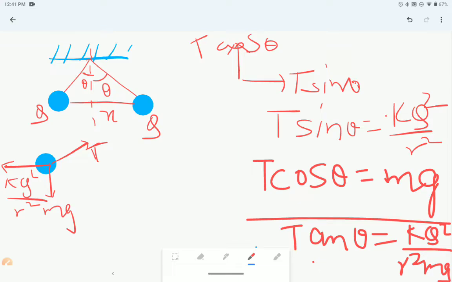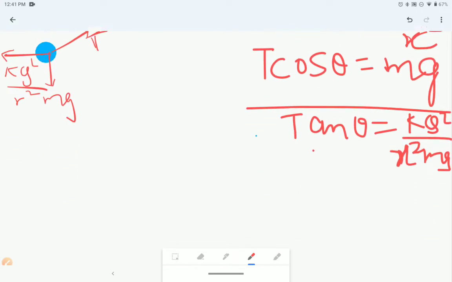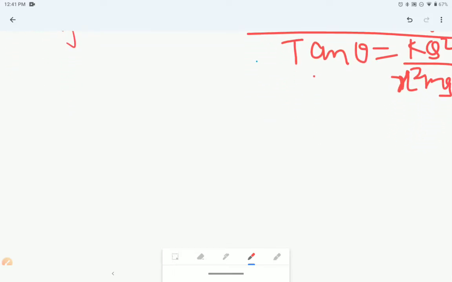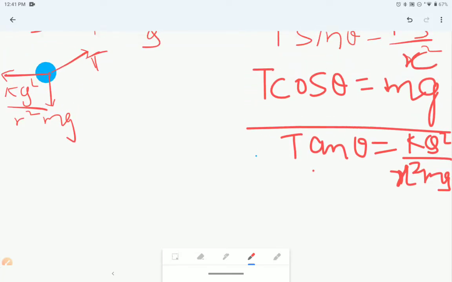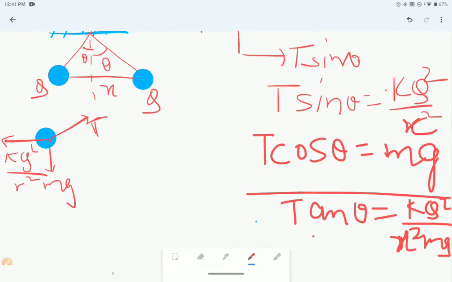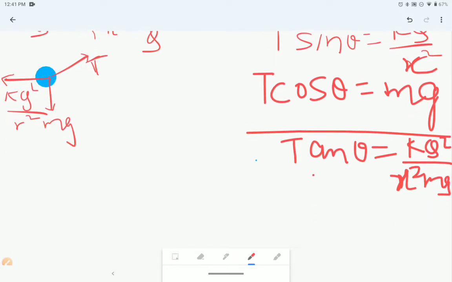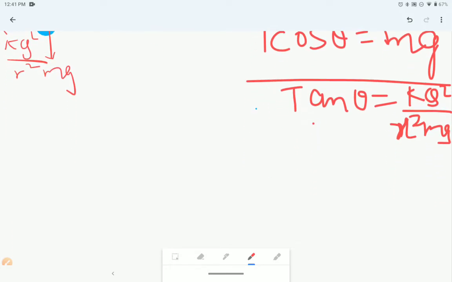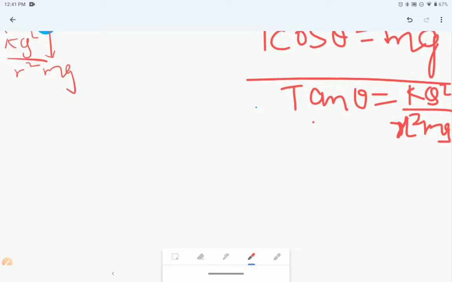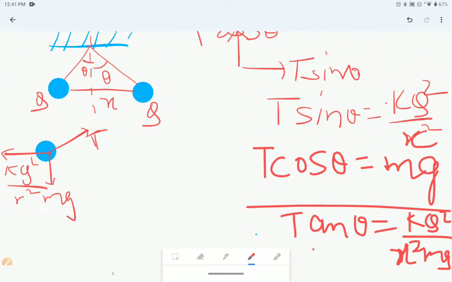So here r refers to x, right? The distance between them is x, so it is x square. Tan theta is kq square upon x square mg. Hope you all understood. So leave it. Now we can use trigonometry.